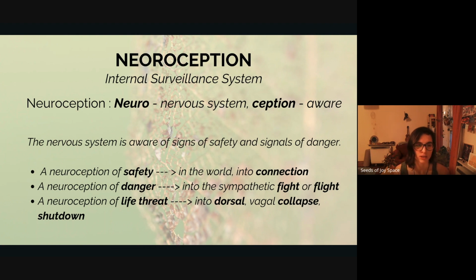And then the neuroception of safety is in the ventral vagal state, into connection. So it's all about connection. When we are regulating ourselves or co-regulating, we are seeking this connection with ourselves and with others, with nature. So all of that is nurturing our nervous system. And then a neuroception of danger is in sympathetic fight or flight, and a life threat is into dorsal vagal collapse or shutdown, which we were discussing.